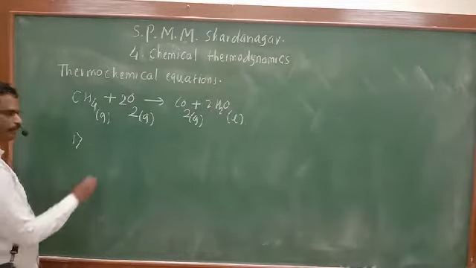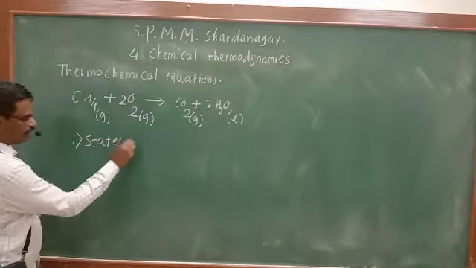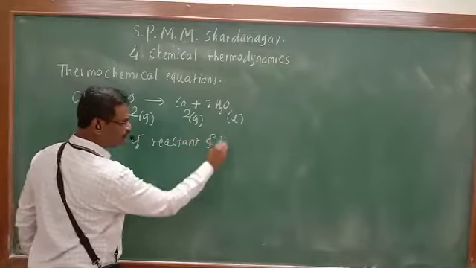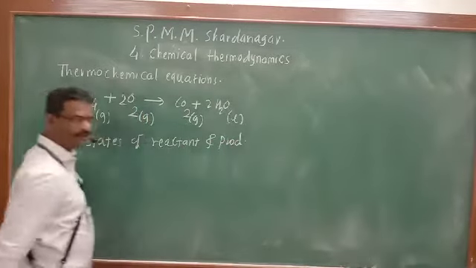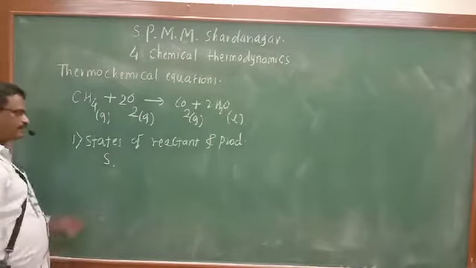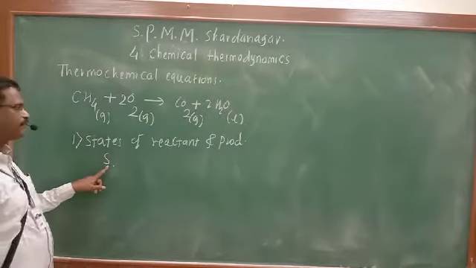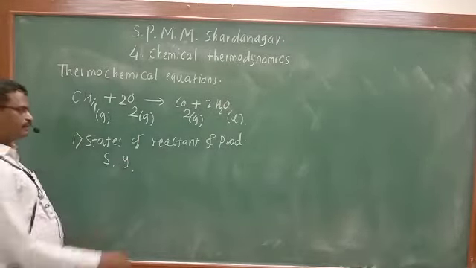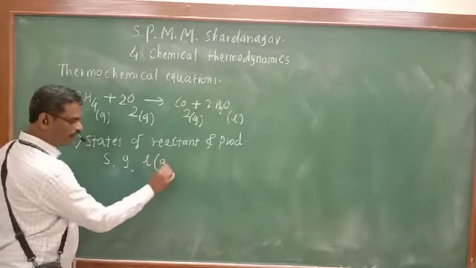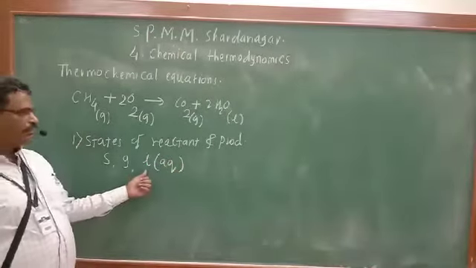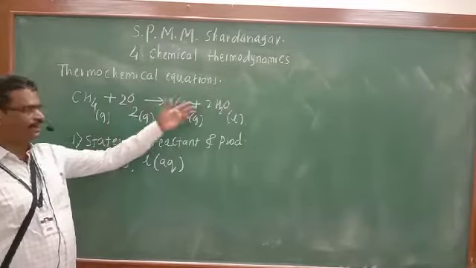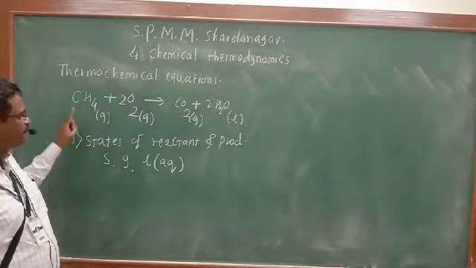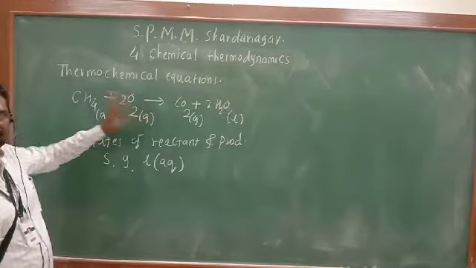So the first important rule is that the states of reactant as well as the states of product should be properly mentioned, where S is used for solid state reactant and product, G is used for gaseous state reactant and product, L or AQ is used for liquid state, aqueous state reactant and product. That is the first rule, with the help of which a simple chemical equation can be converted to a thermochemical equation.